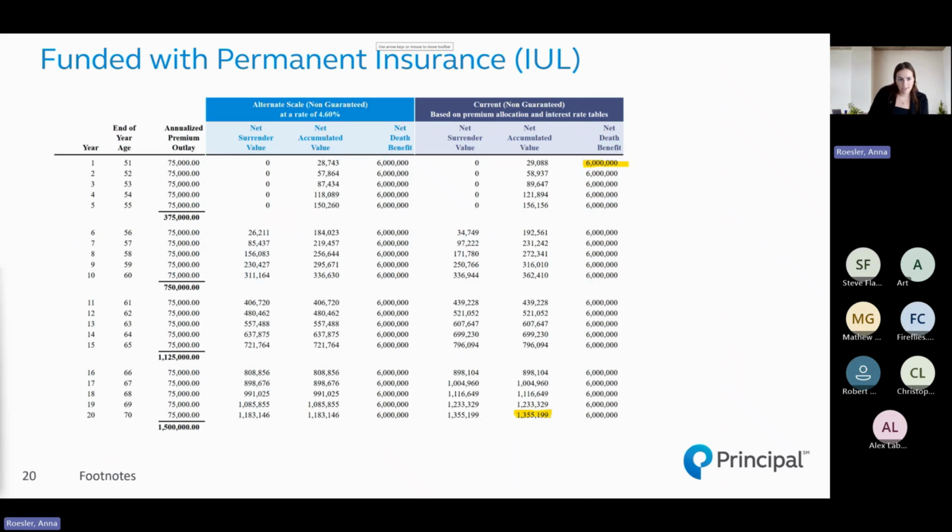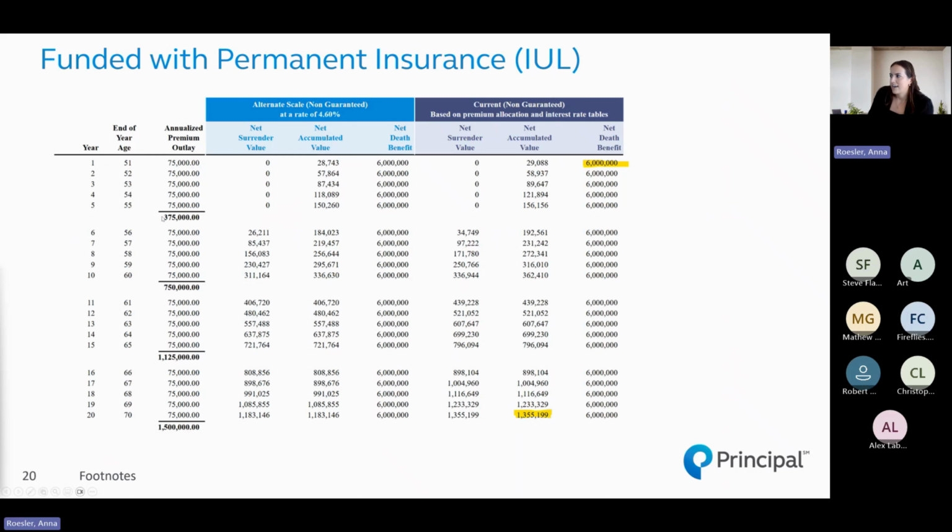This example is an illustration using indexed universal life insurance. I modeled this one based on the business owner output that I showed earlier. In this case, it was for the $6 million death benefit, which we wanted as a minimum. For this one, I set it as putting $75,000 into the policy every year until age 70. So that's 20 years of paying this premium amount.